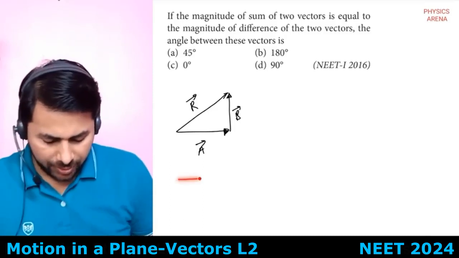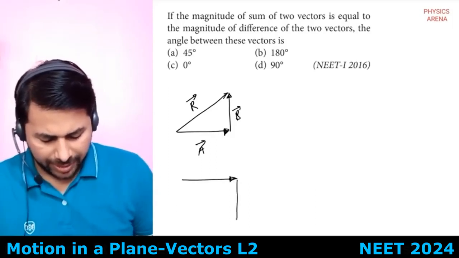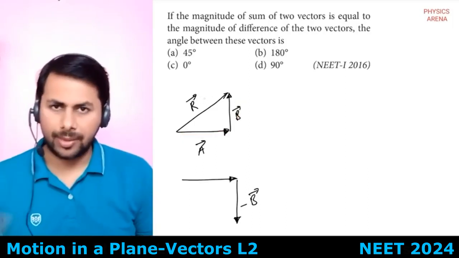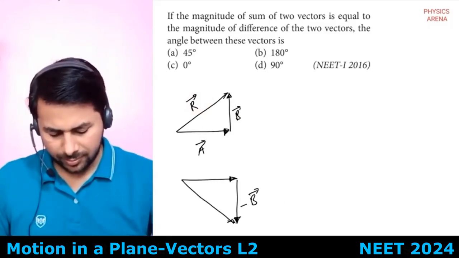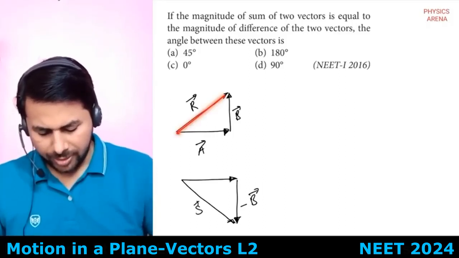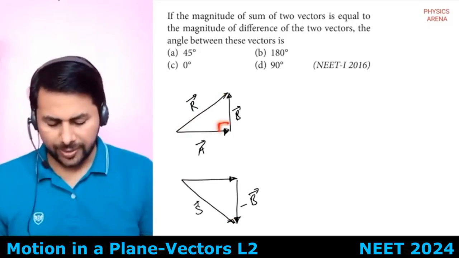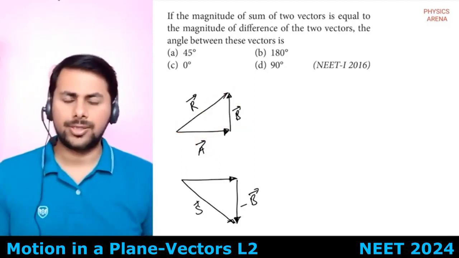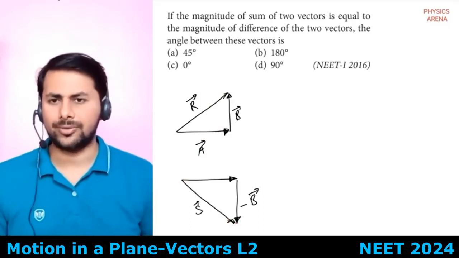So this is A bar and this is minus B bar. It's given that the resultant of A bar plus B bar is this one, the resultant of A bar minus B bar is this one. Suppose this is S bar. So the magnitude of this one is equal to the magnitude of this one. This can only happen in one case, when the angle between A bar and B bar is 90 degrees. Then only the resultant of addition and the resultant of subtraction will have equal magnitude.